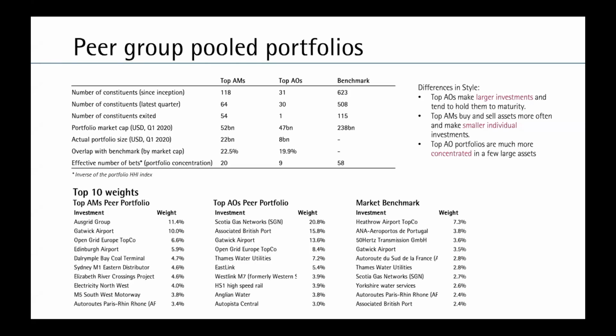These are familiar names. You'll see that the largest weights in the peer group portfolios are very large. The largest weights are more than 10% in the top asset manager portfolio, more than 20% for the top weights in the large asset owner portfolio, compared to a market where we already have some large weights, but the largest weight is just larger than 5%. So this is quite a familiar picture, I think, if you think of the different styles of these two peer groups.